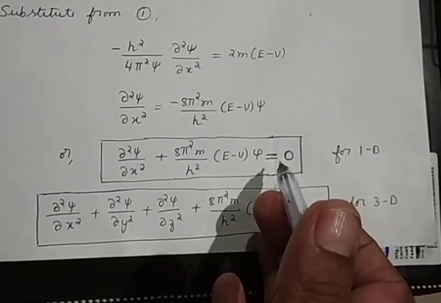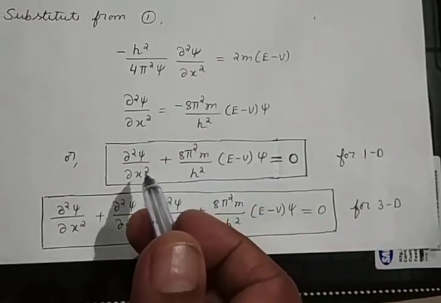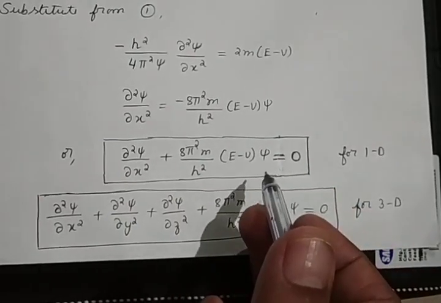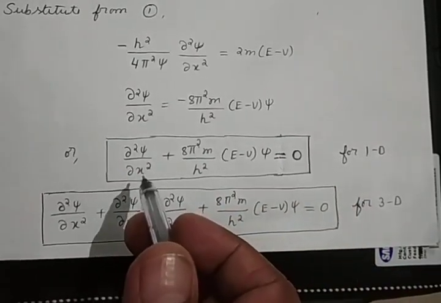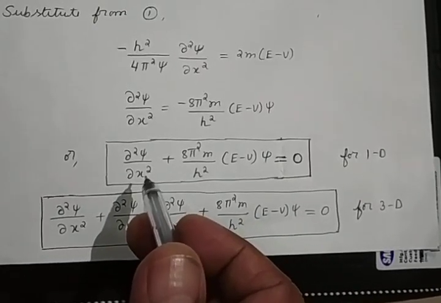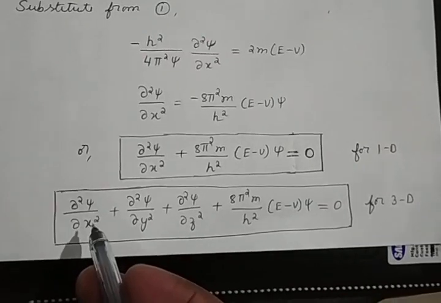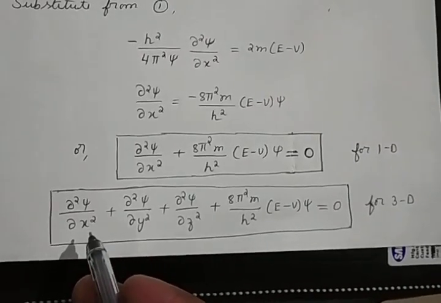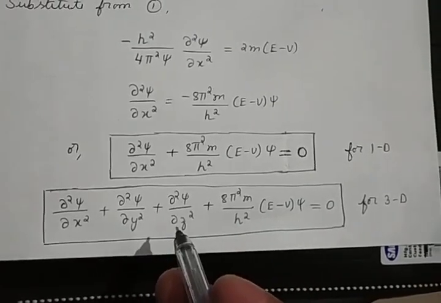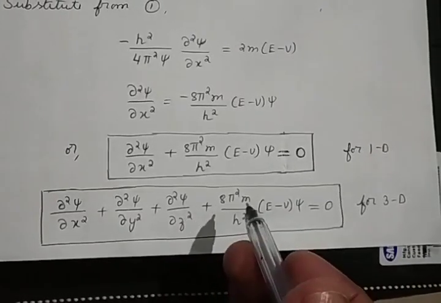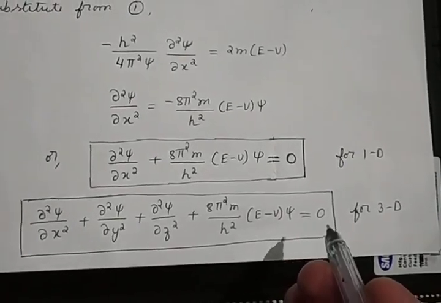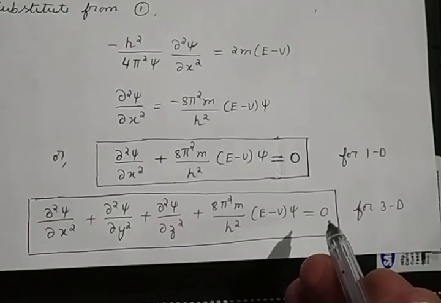So this is the second order Schrodinger's time independent differential equation for one dimension, because we have considered only the x axis. Suppose we consider a particle moving in general, that is in 3 dimensions, then we can write it like this: dou square psi by dou x square plus dou square psi by dou y square plus dou square psi by dou z square plus 8 pi square m by h square into (E minus V) into psi is equal to 0. This is for the 3-dimensional general case.